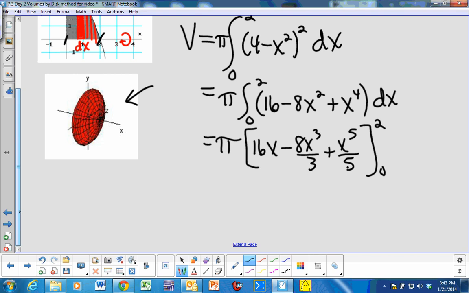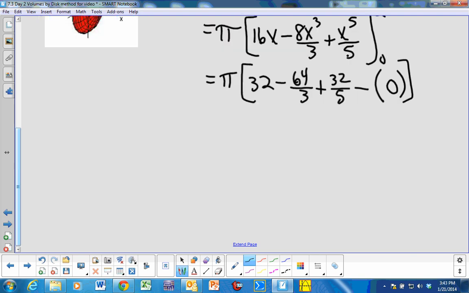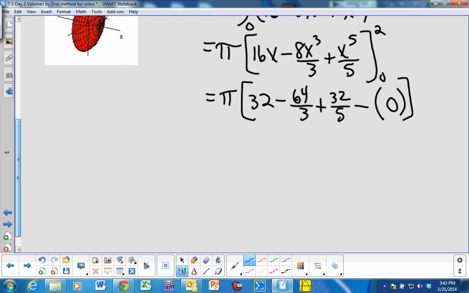It's 0 to 2. So of course we plug in 2 first, so we get 32 minus 2 cubed is 8, so 64 over 3 plus 32 over 5 minus parentheses. Well, all of these have an x in them, so when you plug in 0, you're going to get 0 for everything. Now don't assume it's always 0, but it certainly is if I plug in x. Now you can do some more steps. I'm not going to do that here. We're just going to get to the answer, that the volume is 256 pi over 15.